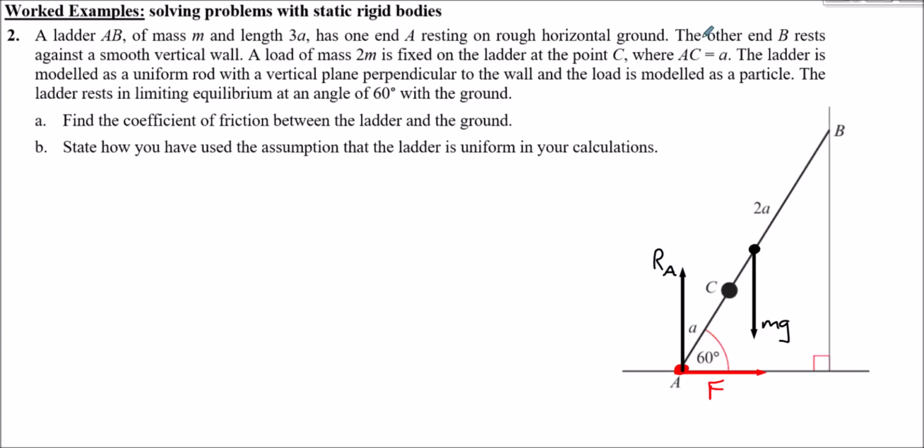And it says here, the other end B rests against a smooth vertical wall. So this wall has no friction, but it will again have a reaction. So it'll be a normal reaction acting perpendicular to the surface of the wall. So just as this was a right angle here, this will be a right angle at B, and I can call that R subscript B.